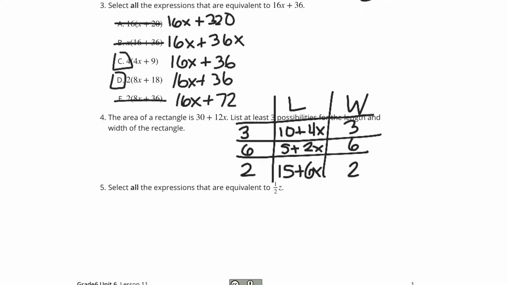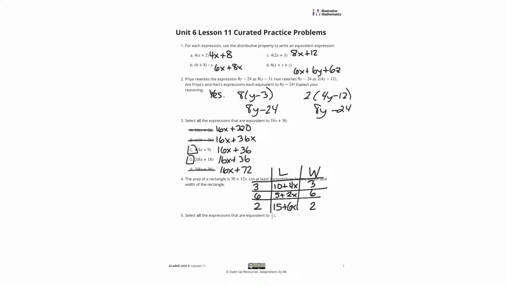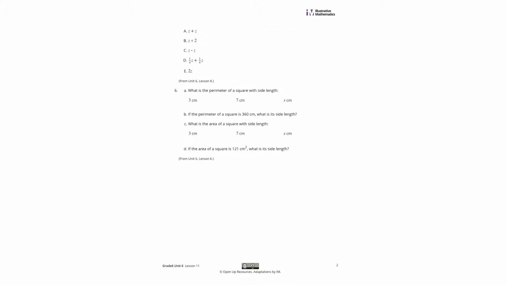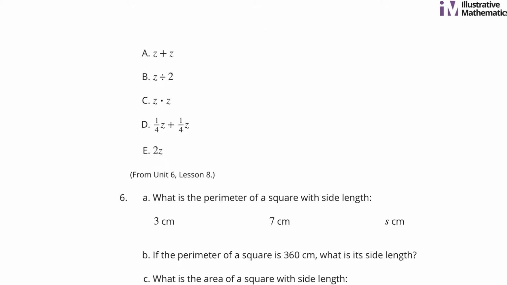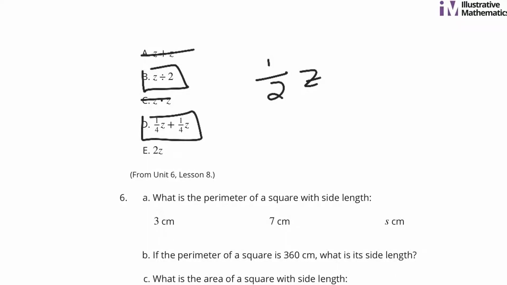Now select all the expressions that are equivalent to 1/2 z. So remember, we're looking for what is equal to or equivalent to 1/2 z. That's 2z. This is 1/2 z. That's z squared. 1/4 plus 1/4 is 2/4, which is 1/2. And that's just flat out 2z.